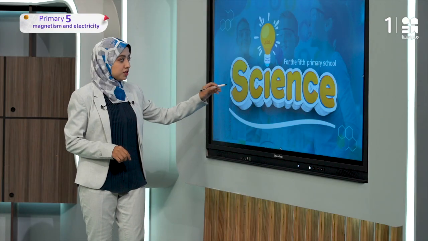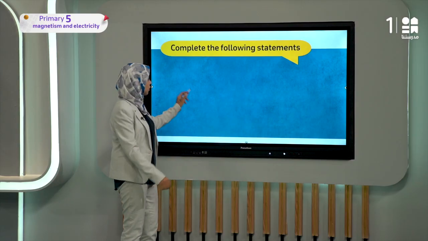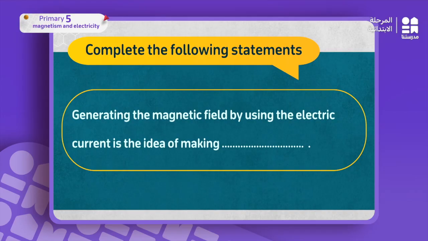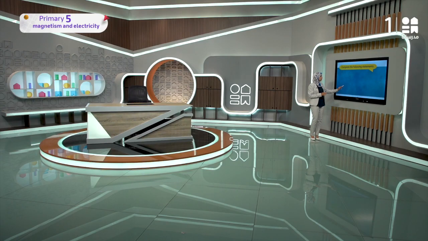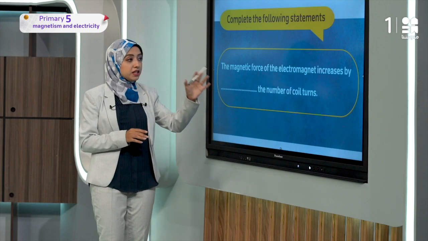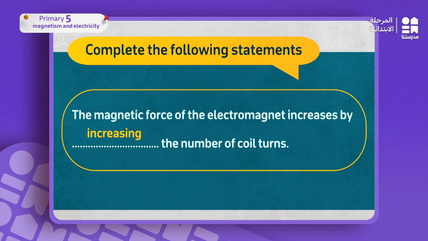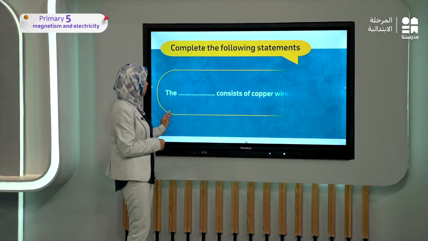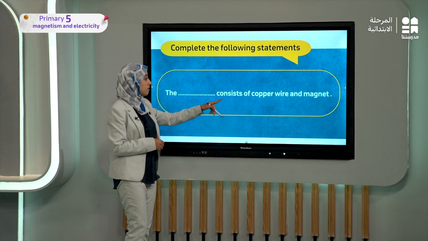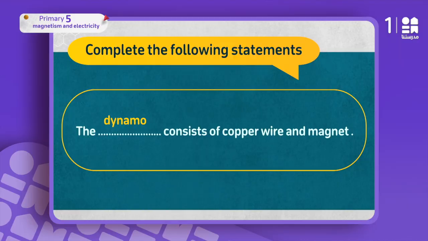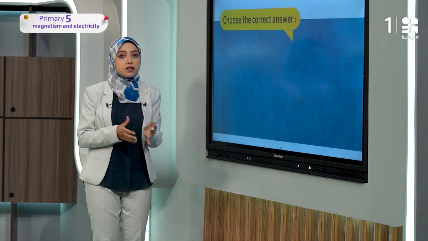So let's begin our questions for this lesson today. Complete the following statements. Number one, generating the magnetic field by using the electric current is the idea of making an electromagnet. Number two, the magnetic force of the electromagnet increases by increasing the number of coil turns. Number three, what consists of copper wire and a magnet only? The dynamo.